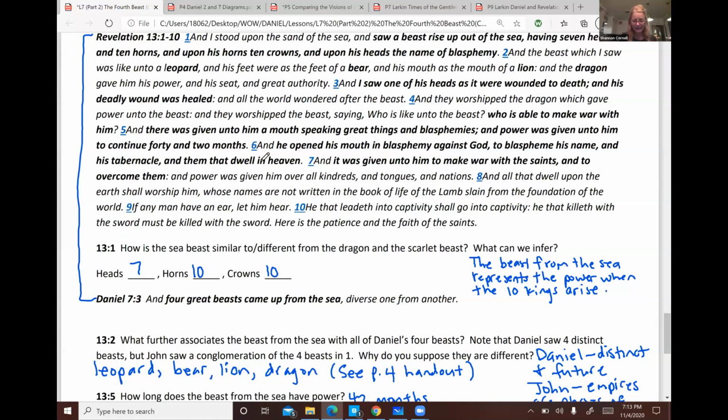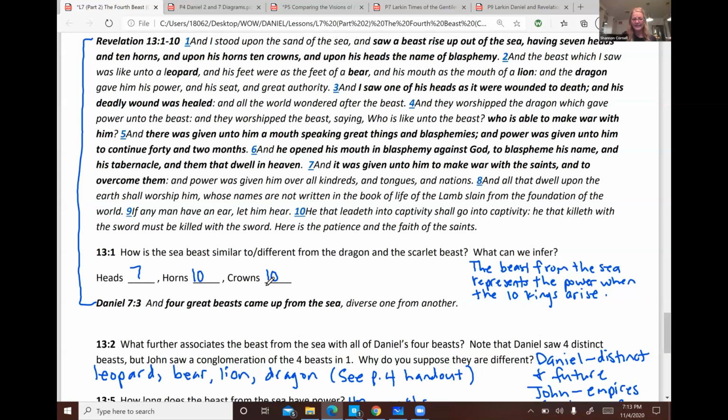So it looks like the dragon. Remember, the dragon had 7 heads and 10 horns. It looks like the beast of Revelation 17 with 7 heads and 10 horns. What makes this one different is that there's 10 crowns, right? So the 10 crowns on this beast coming up out of Revelation 13 says that we're in the 2nd phase of that beast.